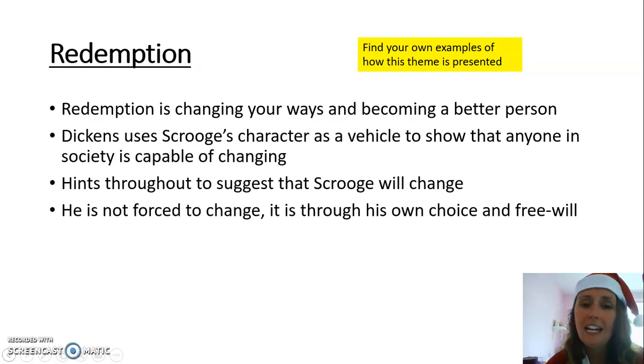And interestingly, he is not forced to change. At no point did the ghost say you need to do this. It is through his own choice and free will. So Dickens again is giving that subliminal message to the reader that it's your own choice. You just need to do it through understanding how you can help other people rather than being forced to help other people.